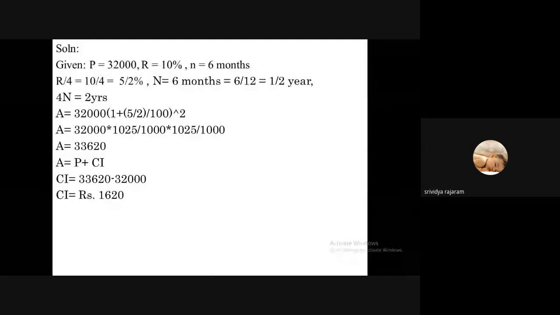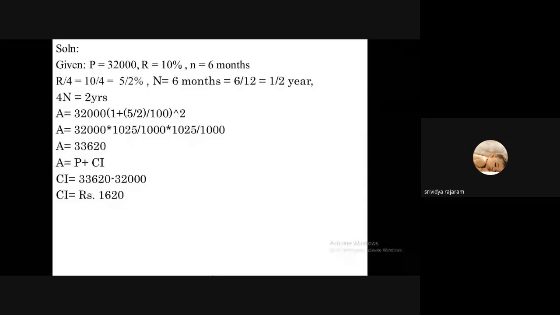R is given as 10%, and that 10% is per annum, that is for 1 year. And N is given in terms of 6 months. So the first step we have to do is converting that N from months to years. So it is nothing but 6 by 12, so it is half a year.